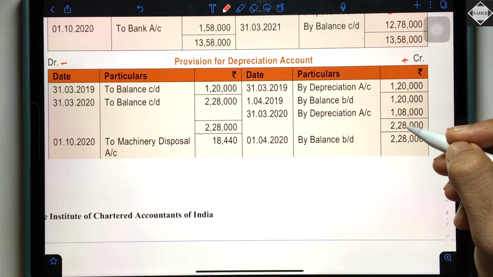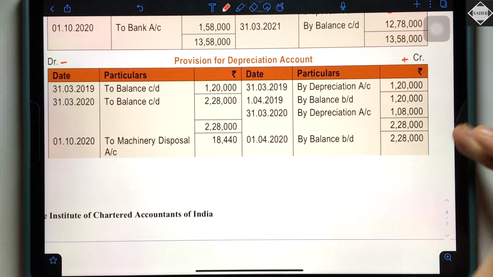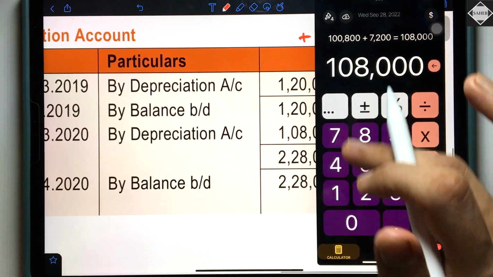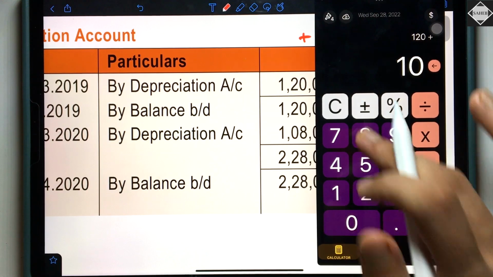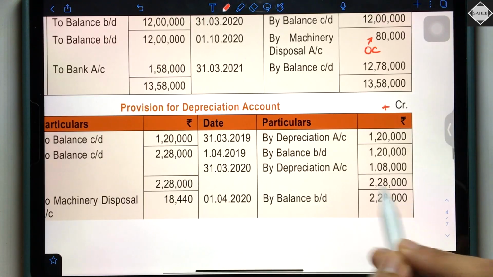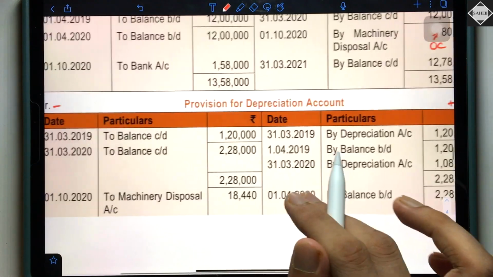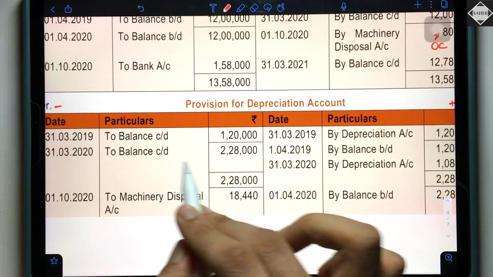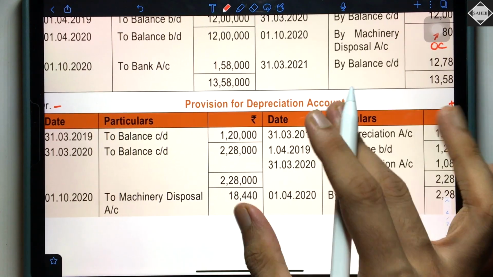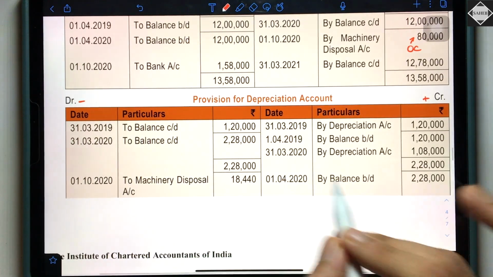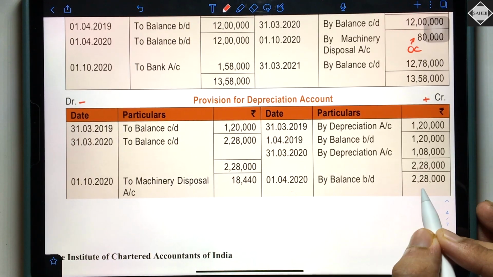1,20,000 plus 1,08,000, that's equal to 2,28,000. See, 120 plus 108, that's equal to 2,28,000. So 2,28,000 on both the sides in the total column, and then here nothing is there, so that will be filled up by the closing balance. To balance carried down 2,28,000. Is it clear? Simple. You understood. Now this closing balance will become opening balance over here. By balance b/d 2,28,000.